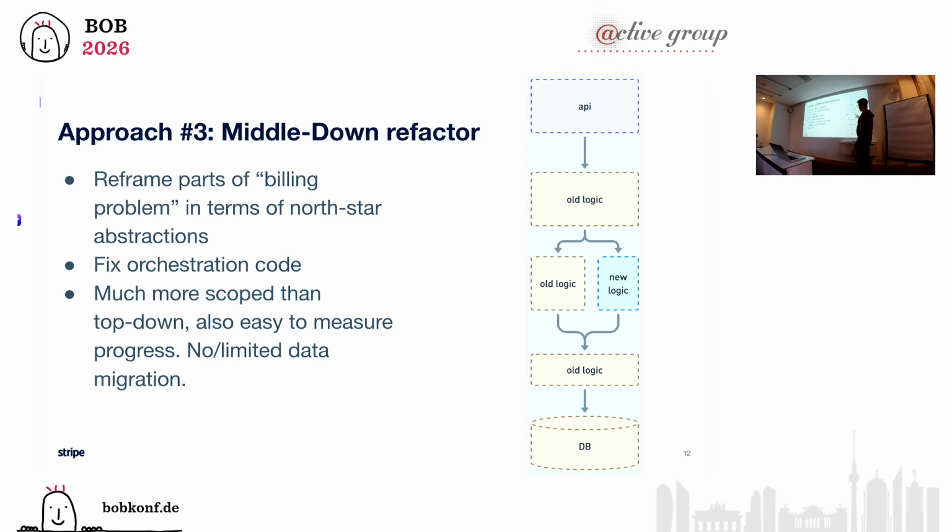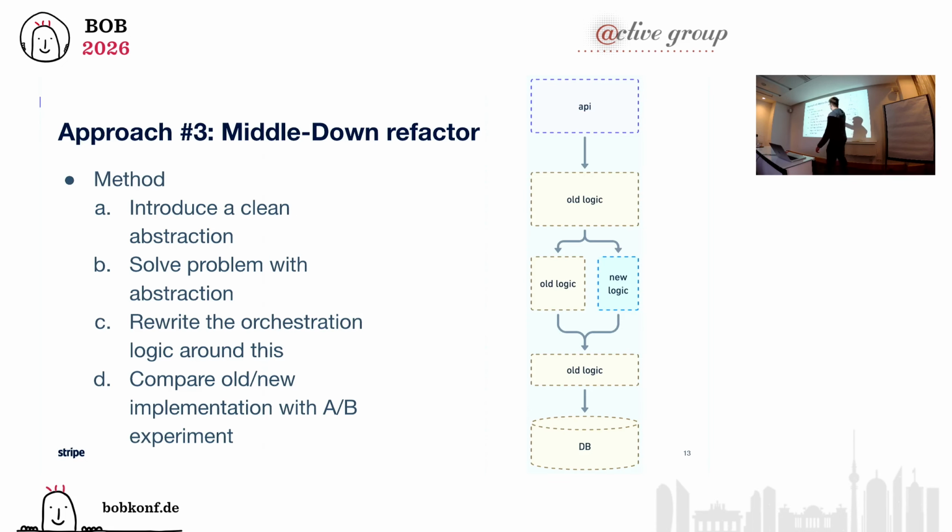And also, you are starting from good abstractions, so it's clear that part of the calculus is working. So that's the approach we went with. The method is: introduce a clean abstraction, solve the problem, rewrite the orchestration around them, and run this experiment. So sort of what I mentioned.